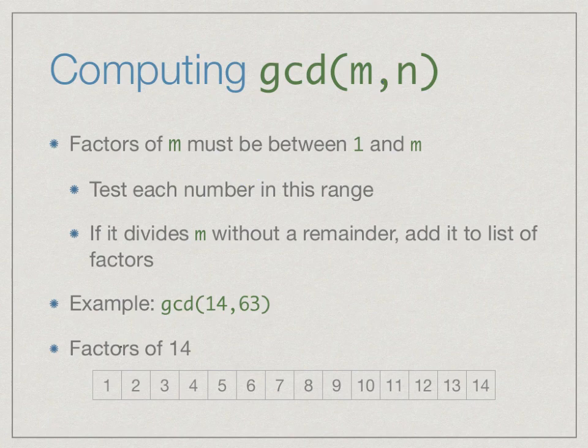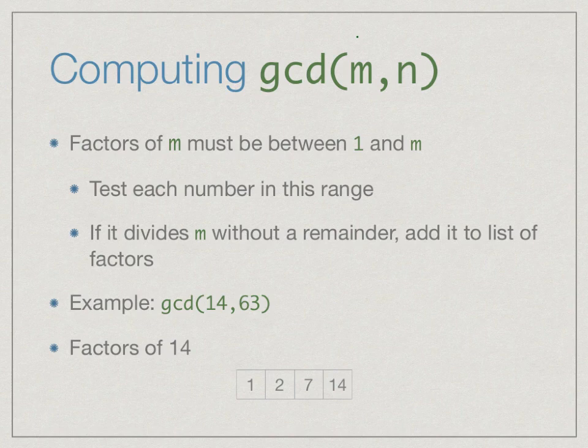Right? So we know, of course, that 1 will always divide. In this case, 2 divides 14 because 14 divided by 2 is 7 with no remainder. Now 3 does not divide. 4 does not divide. 5 does not divide. 6 does not divide. But 7 does, because if we divide 14 by 7, we get a remainder of 0. Then again, 8 does not divide, 9 does not divide, and so on. And finally, we find that the only other factor left is 14 itself. So for every number m, 1 and m will be factors, and then there may be factors in between. Having done this, we have now identified the factors of 14, and these factors are precisely 1, 2, 7, and 14.